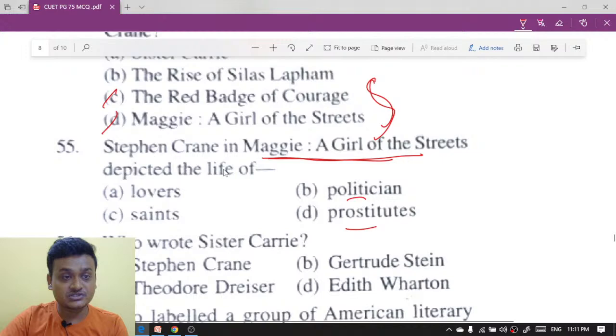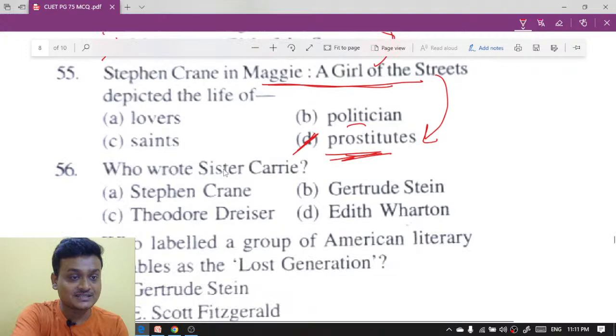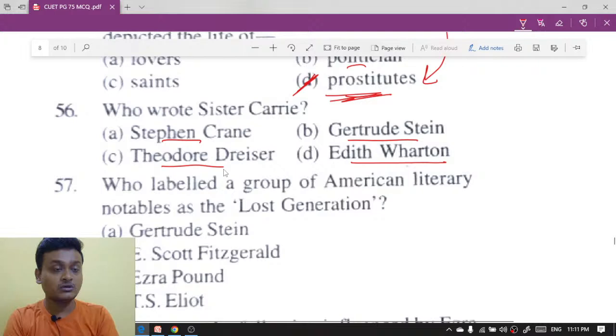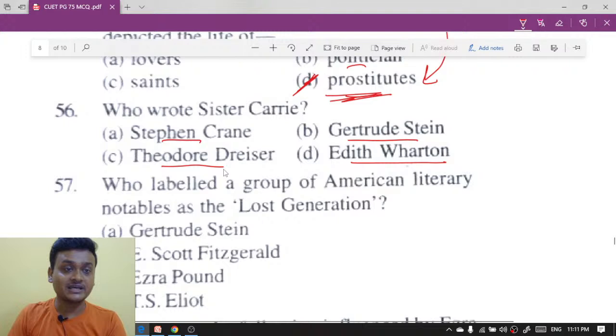Okay. Next question, who wrote Sister Carrie? Sister Carrie was written by Stephen Crane, Theodore Dreiser, Gertrude Stein, Edith Wharton. Theodore Dreiser has written Sister Carrie. So C is the right option.